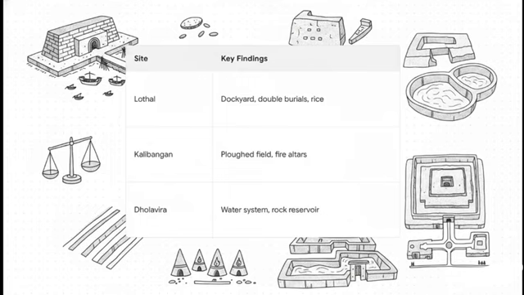Kalibangan, over in Rajasthan, gives us the earliest evidence in the world of a plowed field plus fire altars. And Dholavira in Gujarat is a fascinating outlier because it was divided into 3 parts instead of 2, and they totally mastered advanced water harvesting, with these huge rock-cut reservoirs.